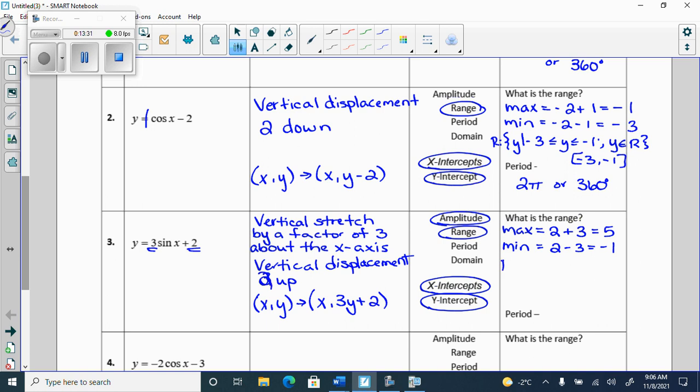Now my range is going to be y such that negative 1 is less than or equal to y is less than or equal to 5. I always show work, because then if I make an oopsie, I have some work to get possible part marks from. You can do as you wish. And the period of this one, did it change? Because there's no what? Horizontal stretch. So 2 pi or 360 degrees.